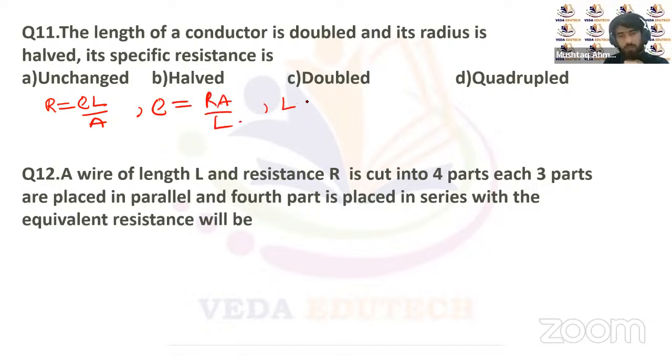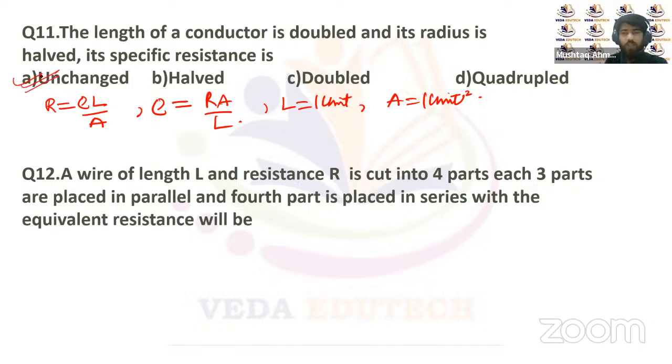The specific resistance means L is equal to 1 unit and the area of cross section is 1 unit square. So this is the specific resistance. We have specified the area of cross section and the length of this conductor, which means the specific resistance is independent of the length and independent of the area of cross section. So even if we double the length, the specific resistance is not going to change. It will remain unchanged, right?